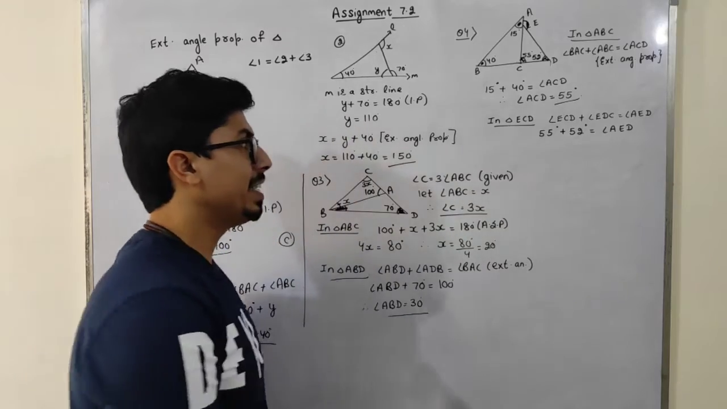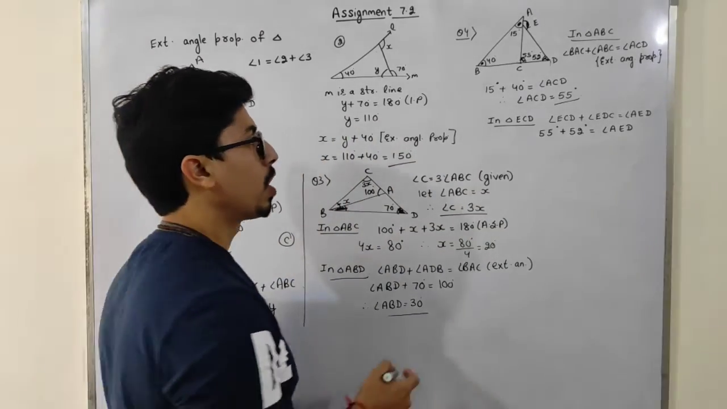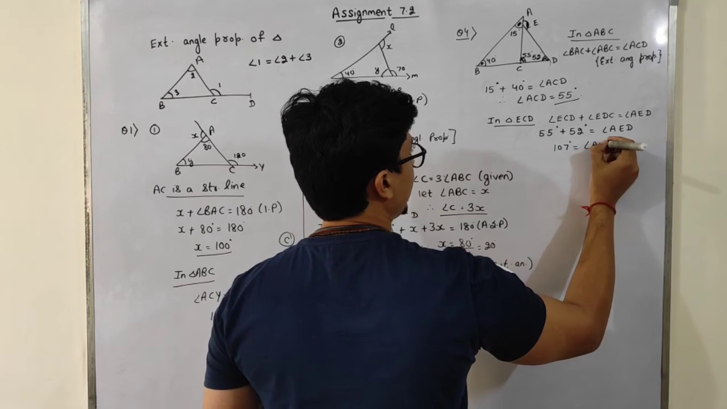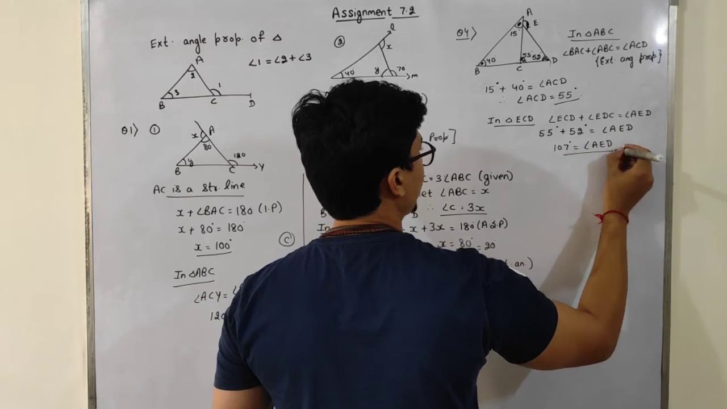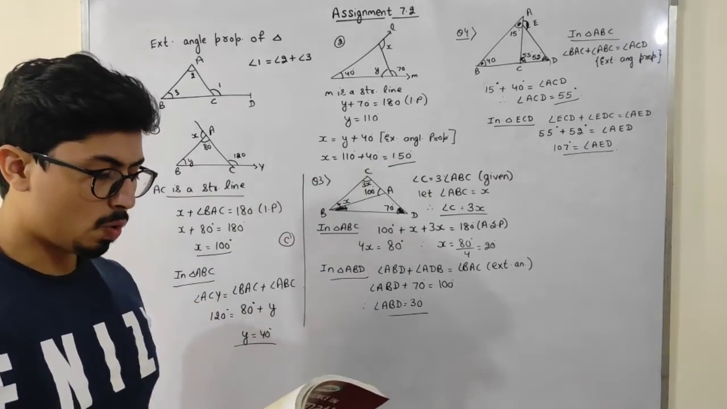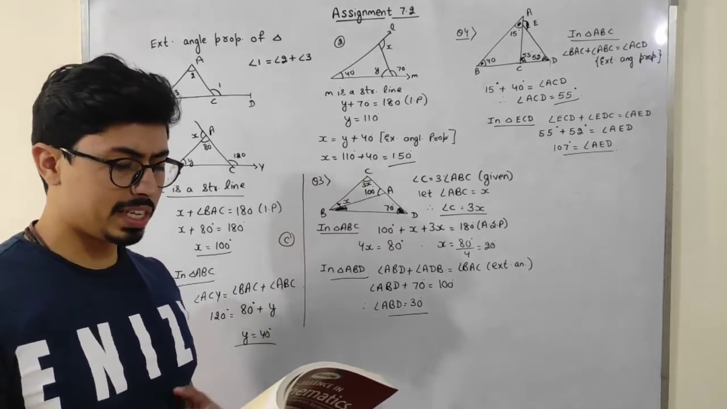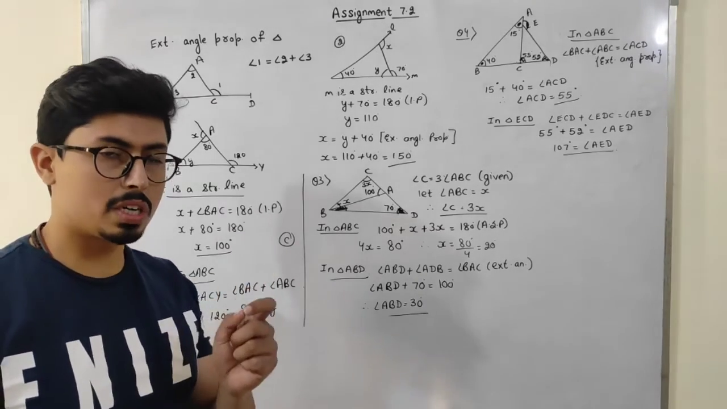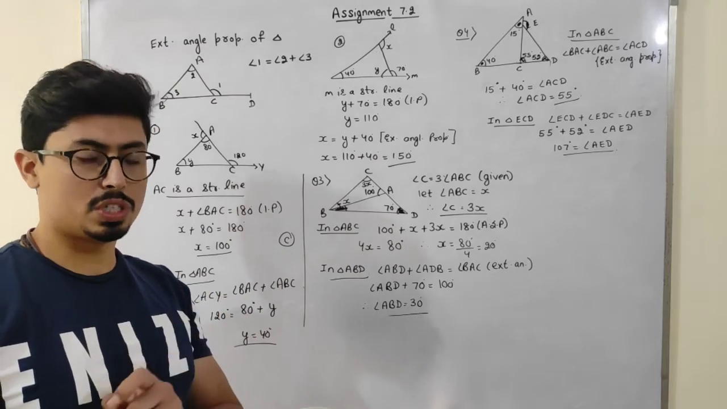So angle AED is equal to, just add these two. So how much will it be? It will be 107 degree. So angle AED is equal to 107 degree. This is my required answer. Okay. Now in question number 4, students, just use the exterior angle property and you will get your answer. So just find out question number 7 yourself.